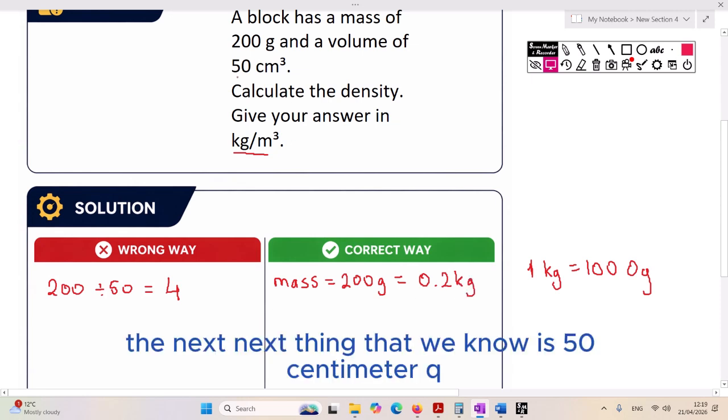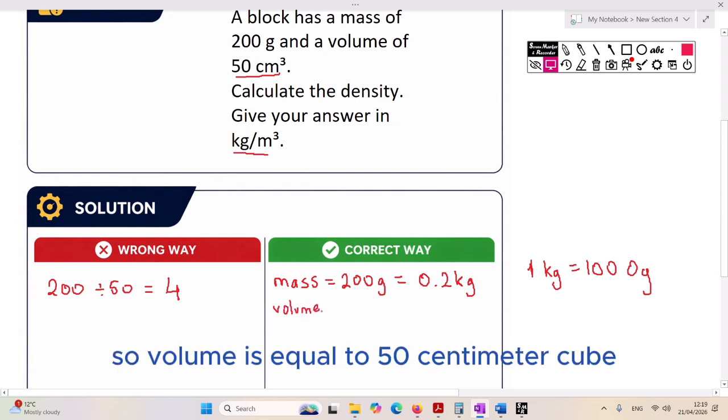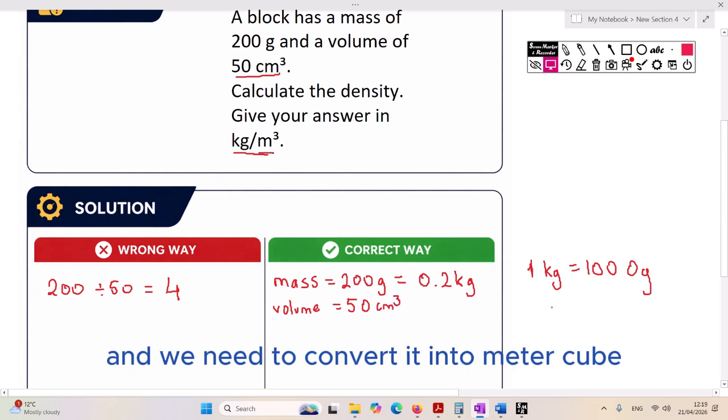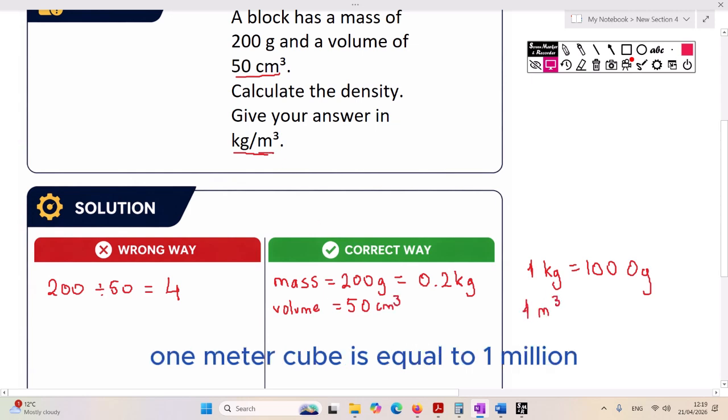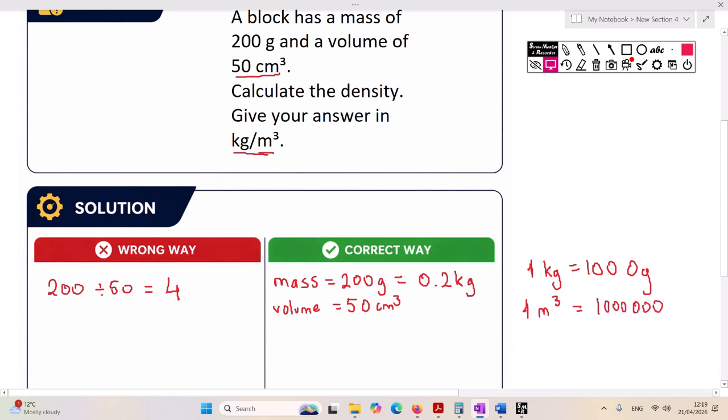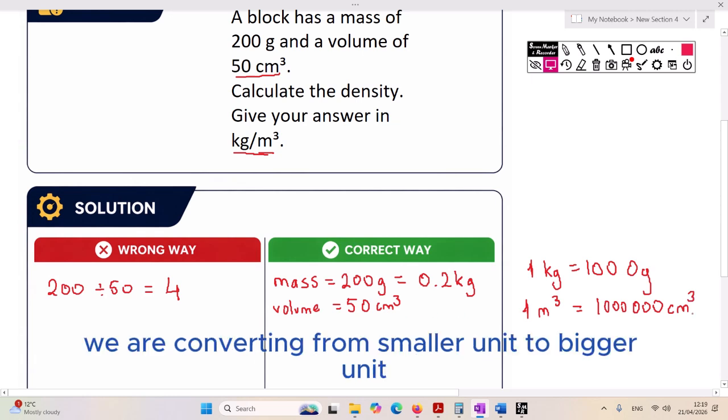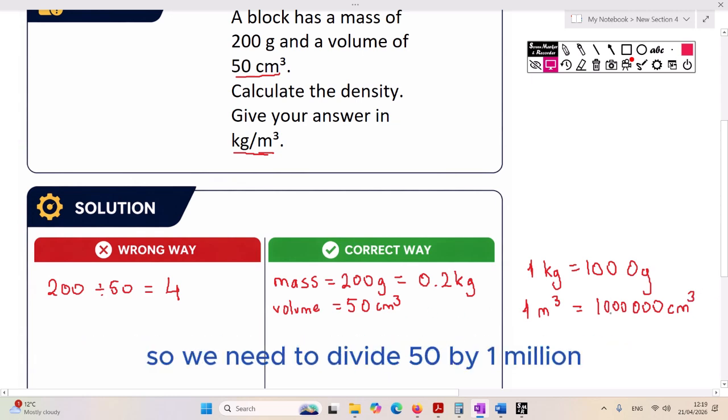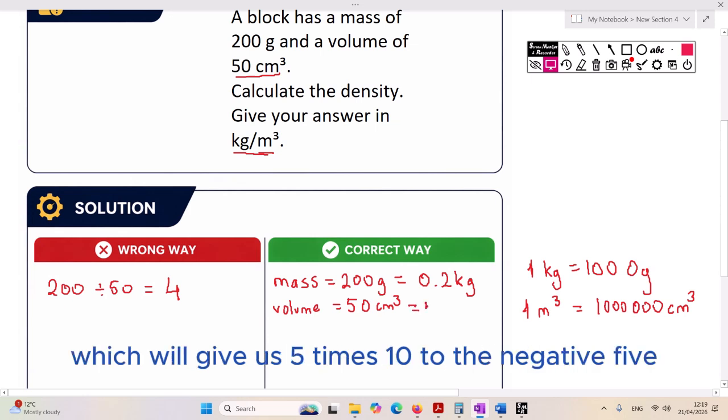The next thing that we know is 50 centimeter cube. So volume is equal to 50 centimeter cube, and we need to convert it into meter cube. 1 meter cube is equal to 1 million centimeter cube. Again, we are converting from smaller unit to bigger unit, so we need to divide 50 by 1 million, which will give us 5 times 10 to the negative 5 meter cube.